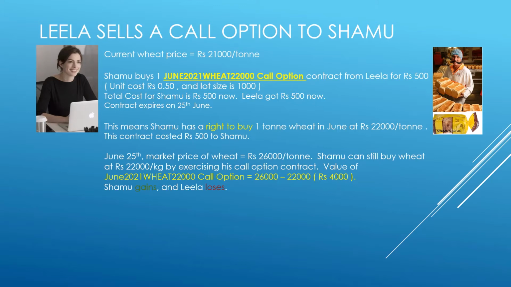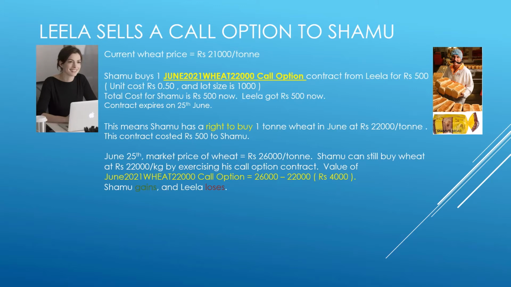Now in this case, Shamu gains and Leela loses. But practically this kind of scenario happens very rarely. Leela represents a class of trader called speculators. Now typically in such cases, mostly Leela doesn't lose.